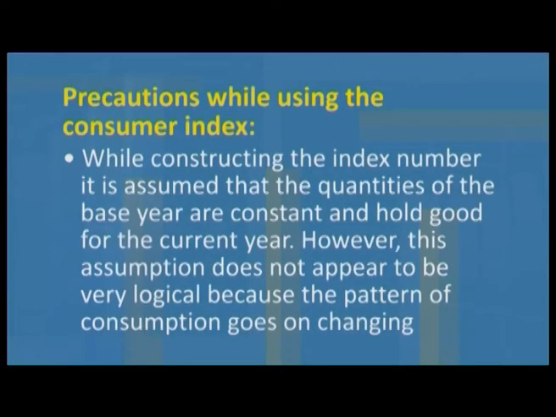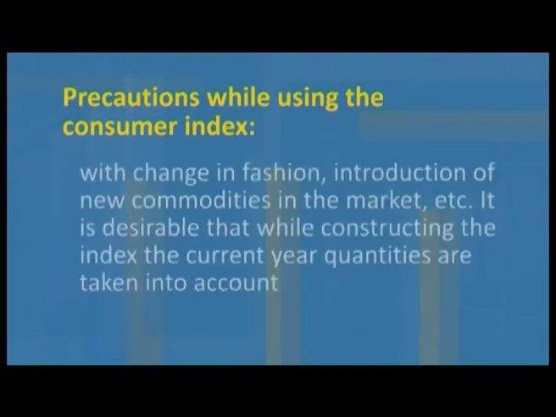While constructing the index number, it is assumed that the quantities of the base year are constant and hold good for the current year. However, this assumption does not appear to be very logical because the pattern of consumption goes on changing with change in fashion, introduction of new commodities in the market, etc. It is desirable that while constructing the index, the current year quantities are taken into account.